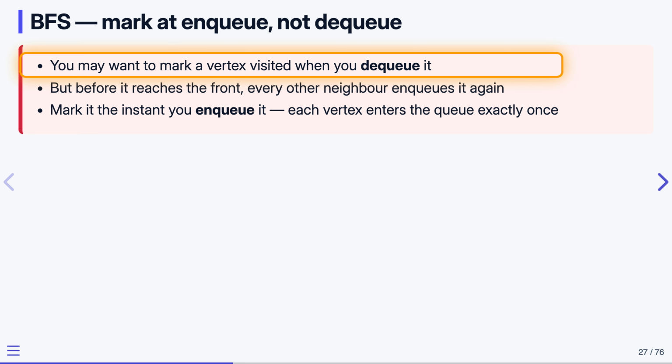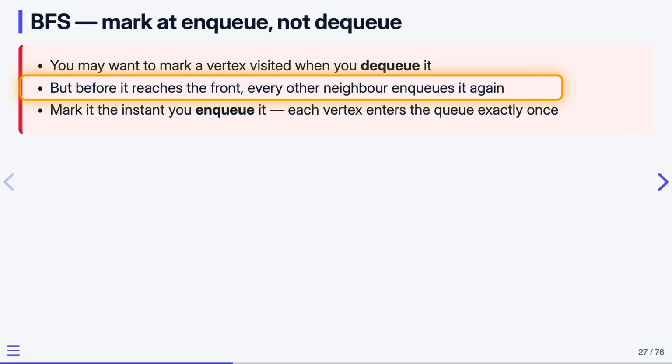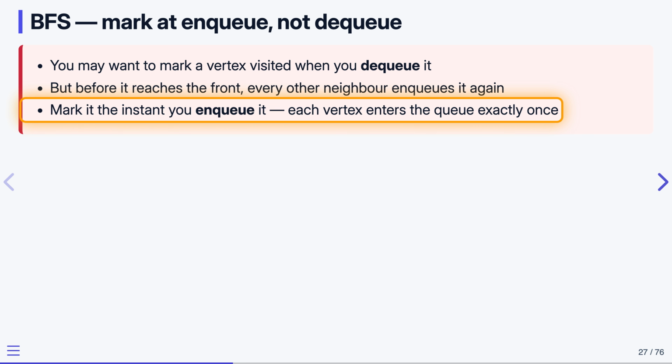Watch out for this one. You may want to mark a vertex visited when you dequeue it. That feels like the natural place. But before it ever reaches the front of the queue, every other neighbor enqueues it again, because it still looks unvisited to them. So mark it the instant you enqueue it. Then each vertex enters the queue exactly once. This is the chapter's main bug, and we come back to it in common mistakes.